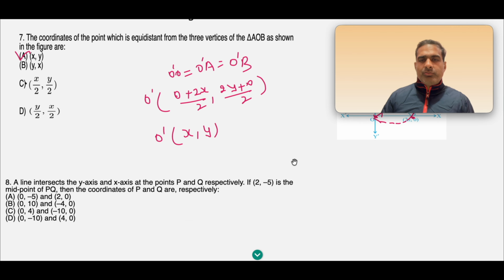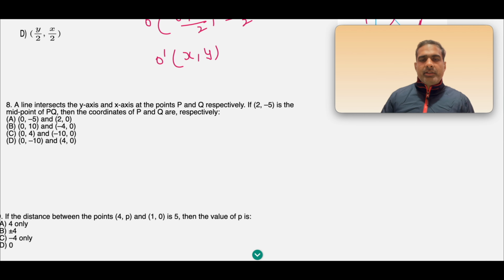Now let's move to question number 8. It is saying a line intersects the y-axis and x-axis at points P and Q respectively. If 2, minus 5 is the midpoint of PQ, then the coordinates of P and Q are. So we have to be cautious here because the y-axis is first, the x-axis is after that, and P is first and Q is after that. So basically in our mind, from our childhood, we have been studying x, y and z. So our mind processes x first and then y. But here they have written y first and then x. So we have to be cautious.